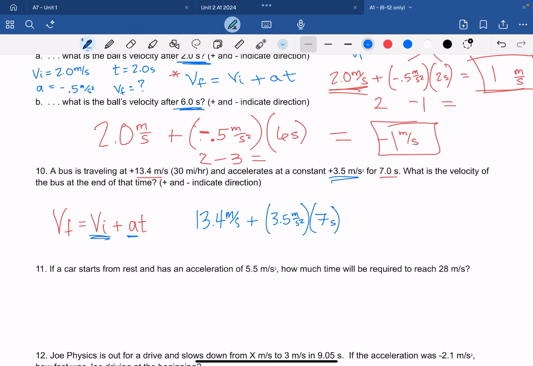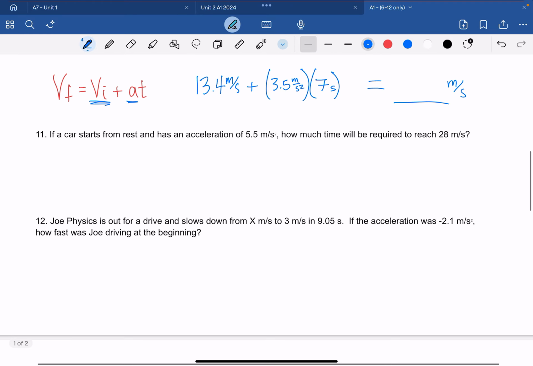And this is how you would set it up. And when you do your math, you should be getting a number in the upper 30s. Won't tell you what it is, but it will be meters per second. I'll give you the unit.